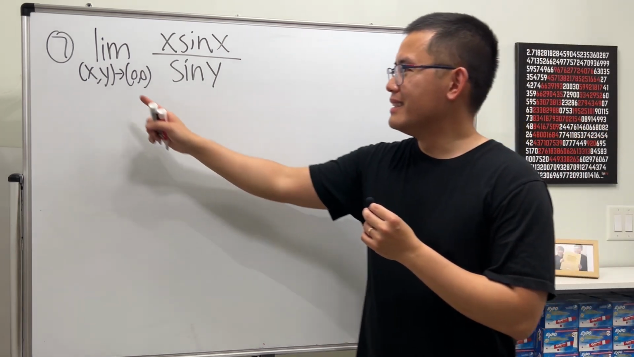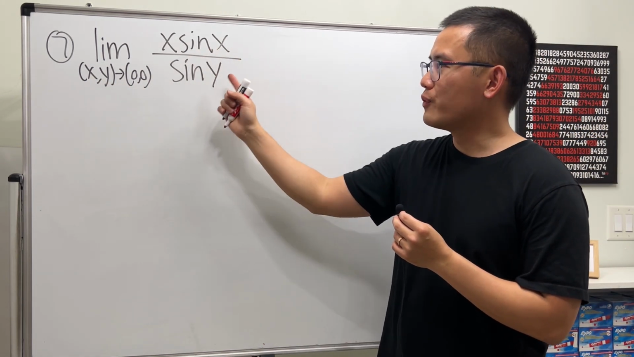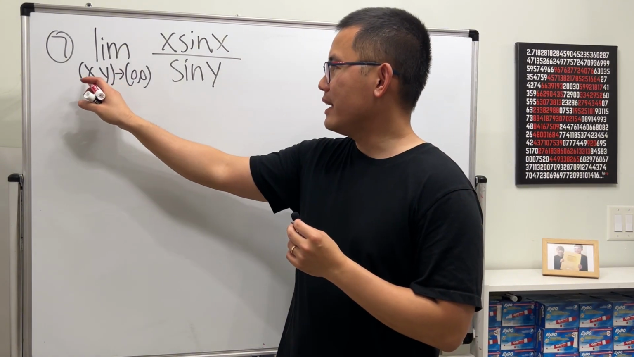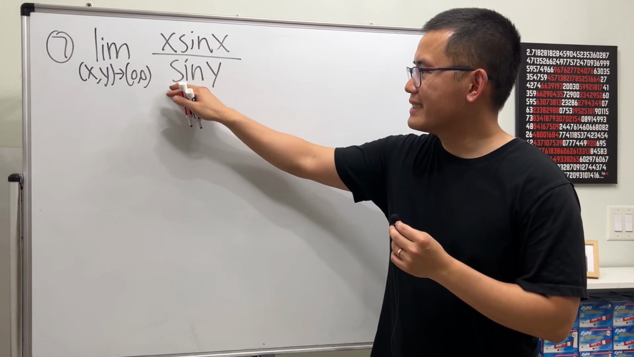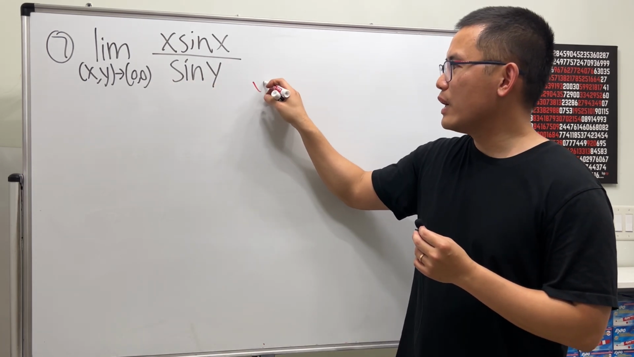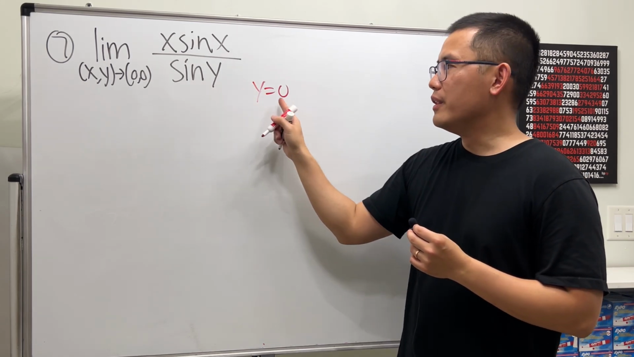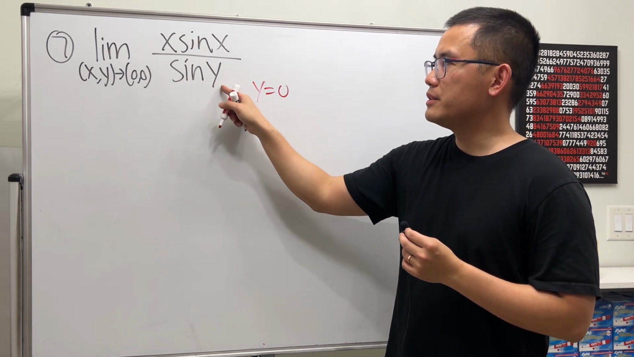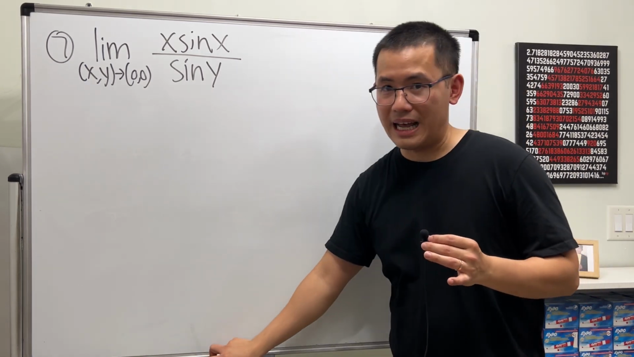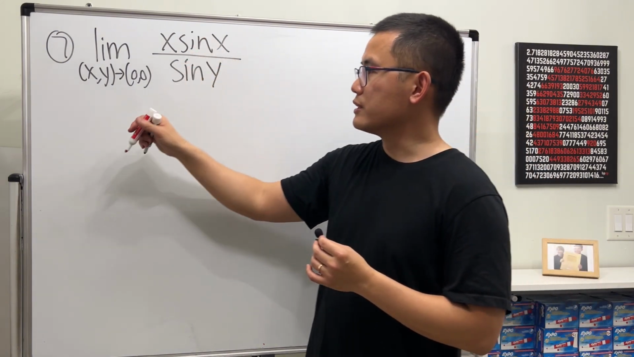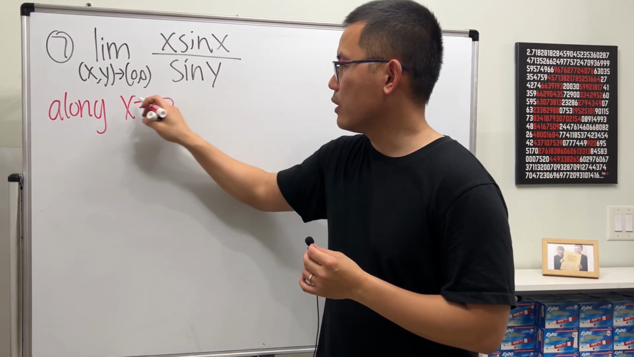Now number 7. Once again, we have (x, y) approaching the origin. Here we have x sine x over sine y. Because we have (x, y) approaching the origin, you have to be careful though. In fact, because we have sine y on the bottom, we cannot just say y is equal to 0, because this path is not in the domain. The moment y is equal to 0, this thing is undefined. So we cannot use that path. But it's okay for us to say x is equal to 0. So start along x equal to 0.